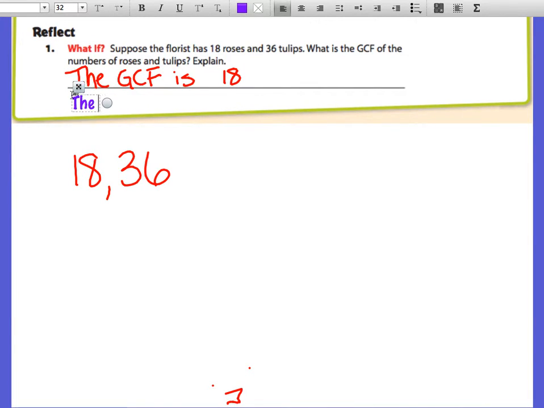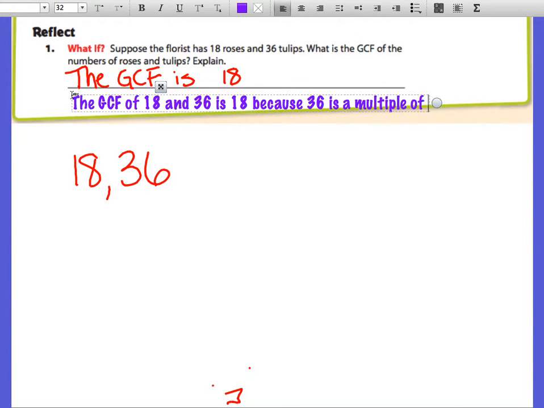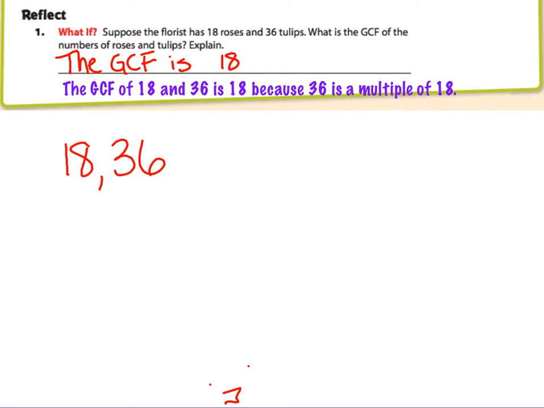So the GCF of 18 and 36 is 18 because 36 is a multiple of 18. So whenever one number is a multiple of the other, your GCF is going to be that smaller number.